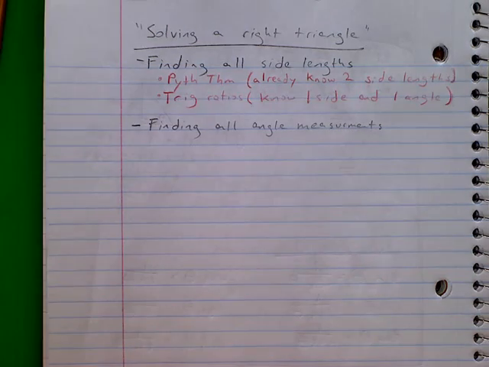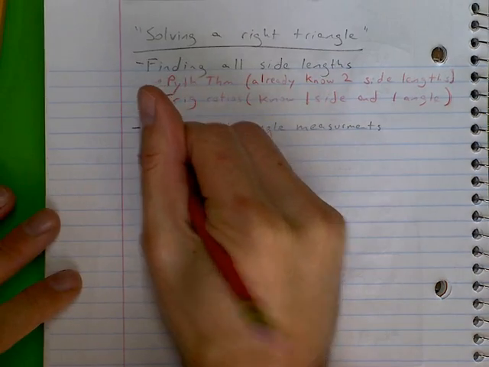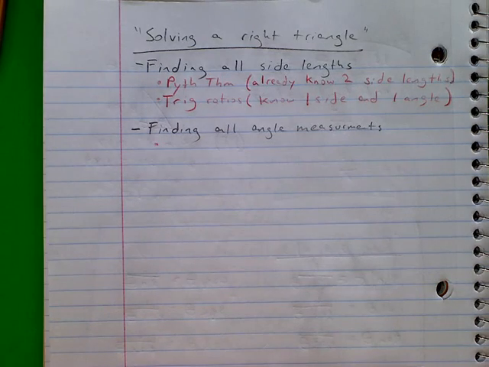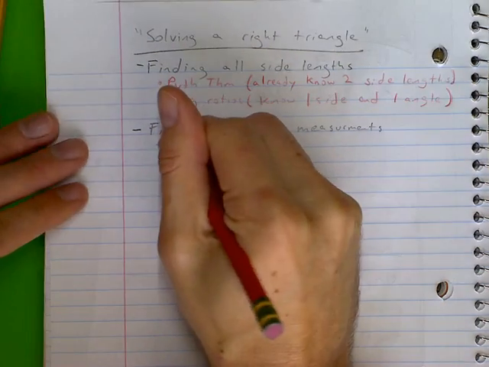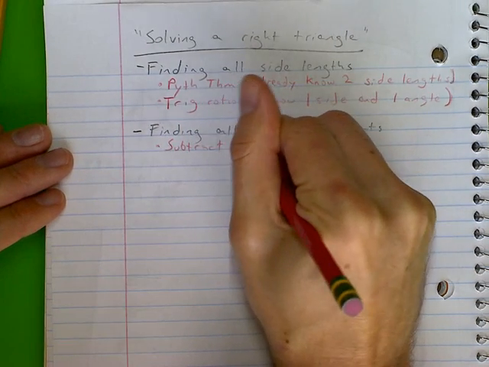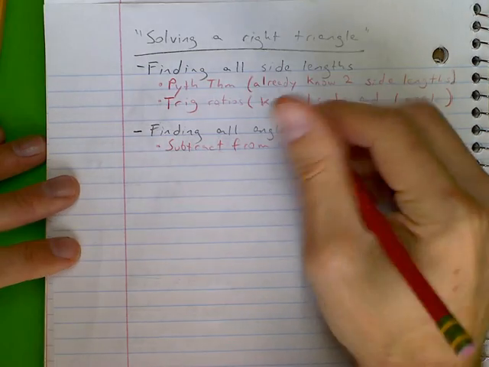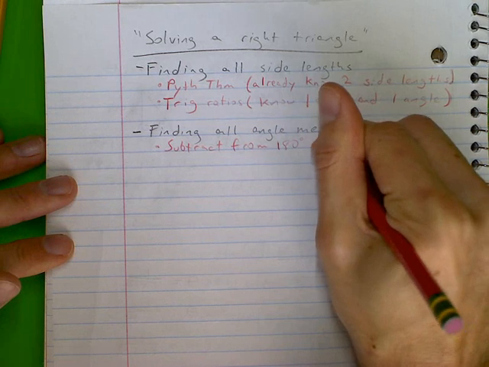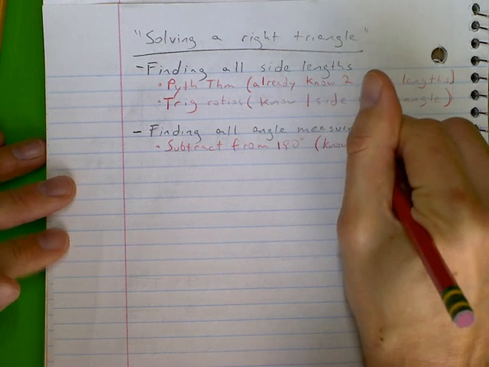We can also find angle measurements. Now there's the easy case in which you already know what two of the angles are. How would you find the third angle? Yeah, subtract from 180. Because all of the angles have to add up to 180, so if you already know two of them, you can figure out what's left over. So again, here you have to already know two angles.